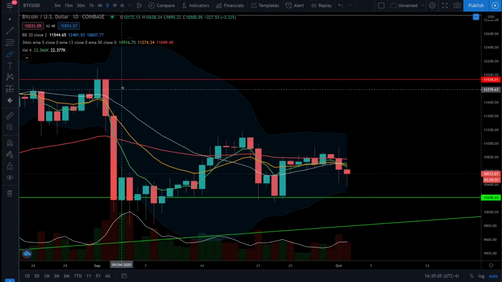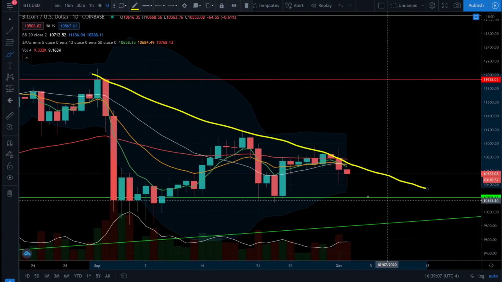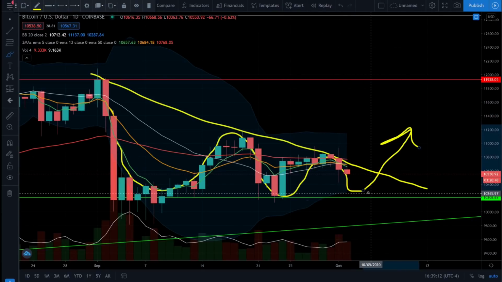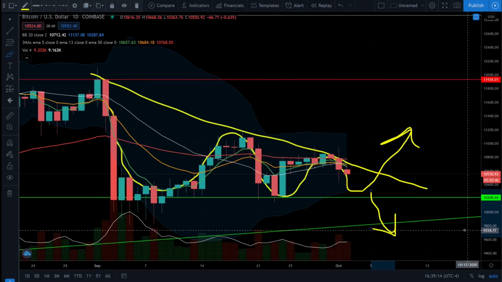Next up is Bitcoin, and Bitcoin's still in that consolidation wedge where we're really just winding up, building up energy, and we want to see if Bitcoin's going to break to the bull side or the bear side. When we're in a consolidation wedge, we don't want to guess which direction it's going to break. We're just going to simply wait and be patient.